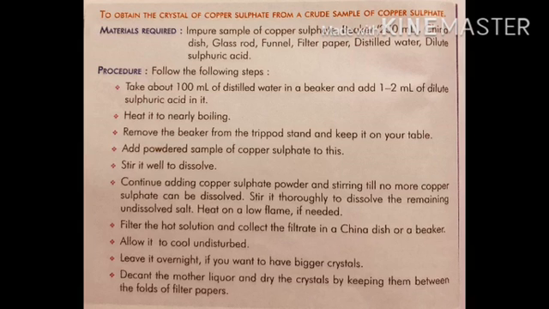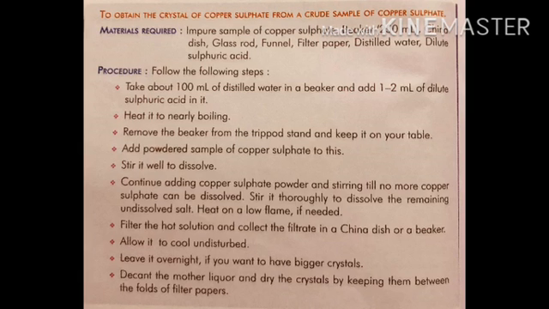Now let us understand crystallization by an activity that is given in your book. This is activity number 8: to obtain the crystal of copper sulfate from a crude sample of copper sulfate. Material required: impure sample of copper sulfate, a 250 ml beaker, china dish, glass rod, funnel, filter paper, distilled water, dilute sulfuric acid. Now the procedure.